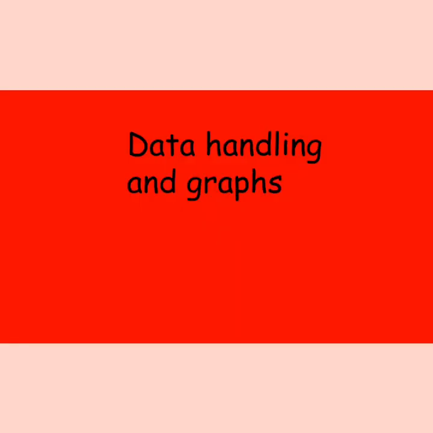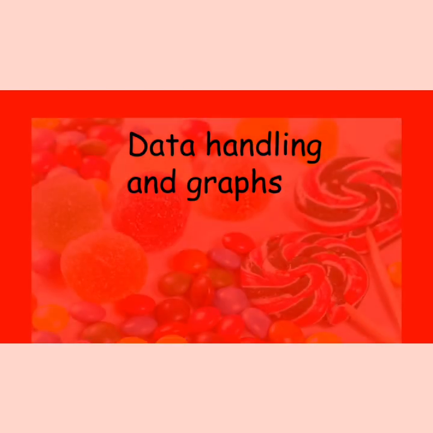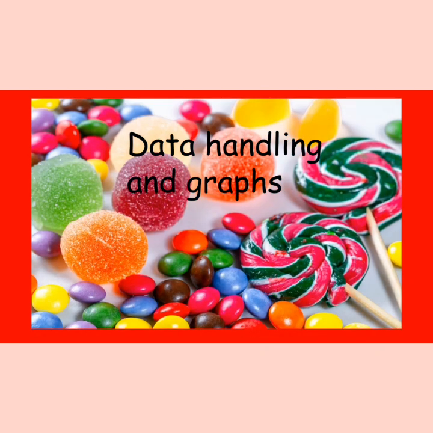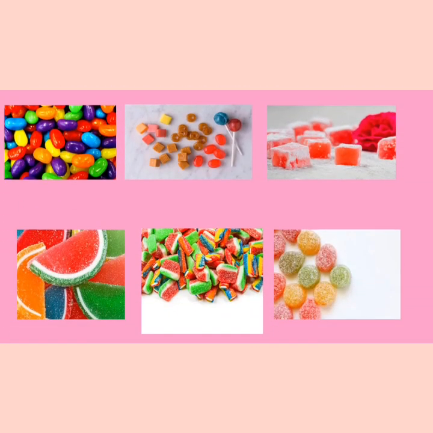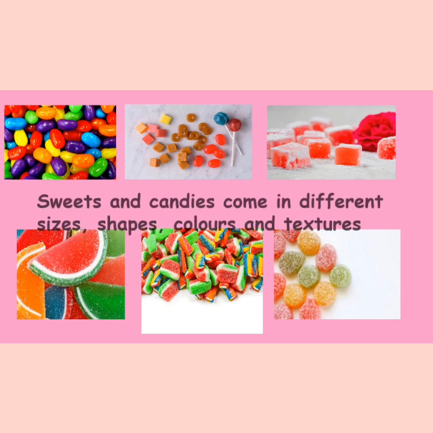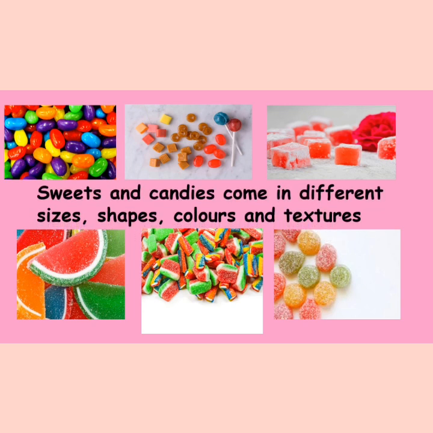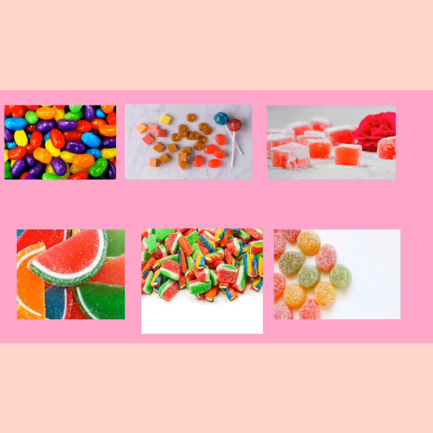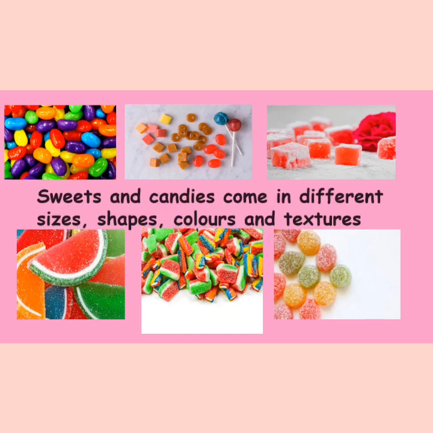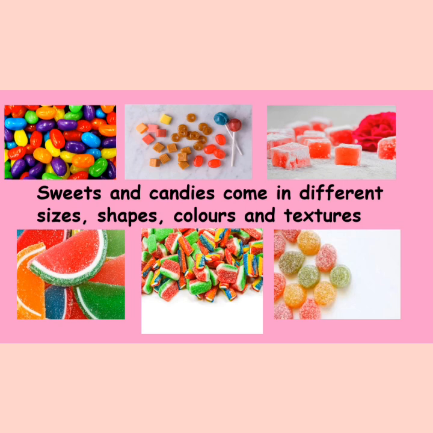This week's lesson is about data handling and graphs. Data means any information. Data handling means sorting the information. One fun way to do this is working with sweets. Sweets and candies come in different sizes, shapes, colors and textures. And different people like different kinds of sweets. Some people prefer chocolates and toffees, others prefer candies and lollipops.